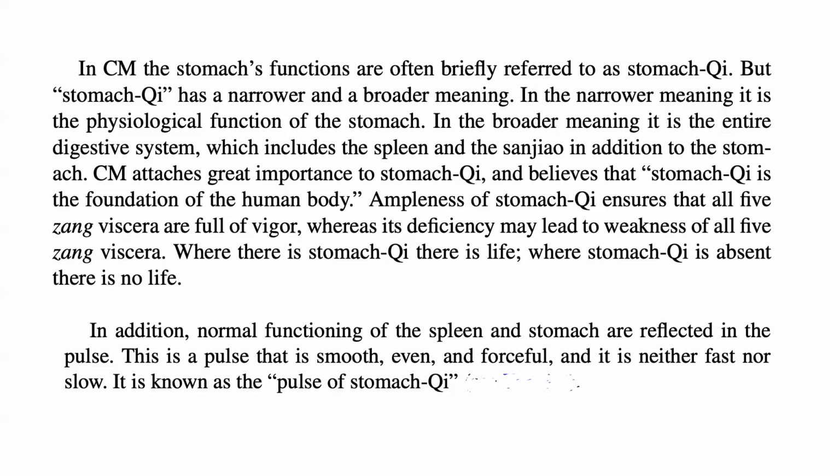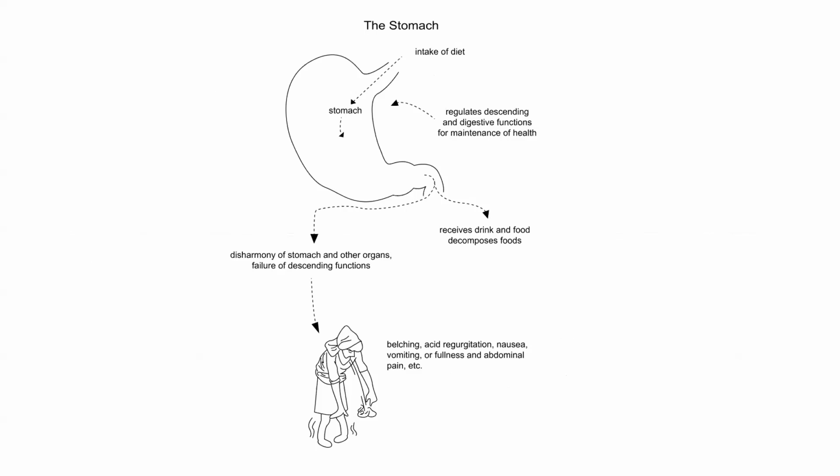Where there is stomach qi, there is life. Where stomach qi is absent, there is no life. In addition, normal functioning of the spleen and stomach is reflected in the pulse. This is a pulse that is smooth, even, and forceful, and it is neither fast nor slow. It is known as the pulse of stomach qi.